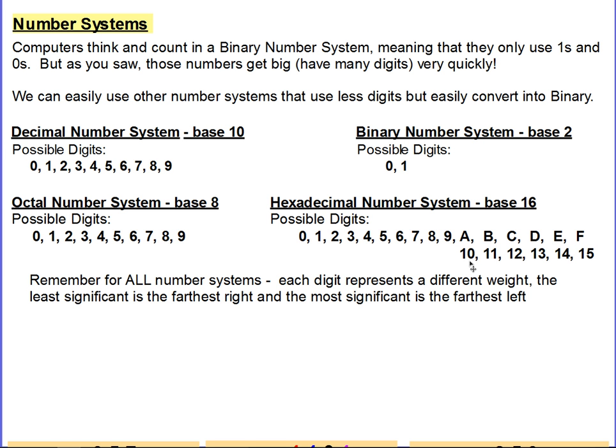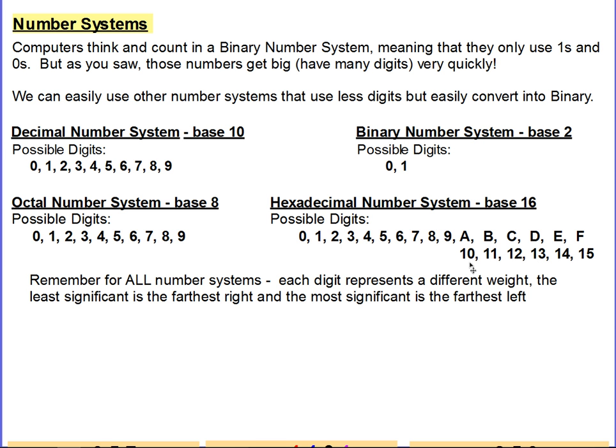So when I want to represent 10, I use the letter A. I want to represent 11, I use the letter B. When I want to represent 12, I use the letter C. 13, I use the letter D. 14, I use the letter E. And 15, I use the letter F.